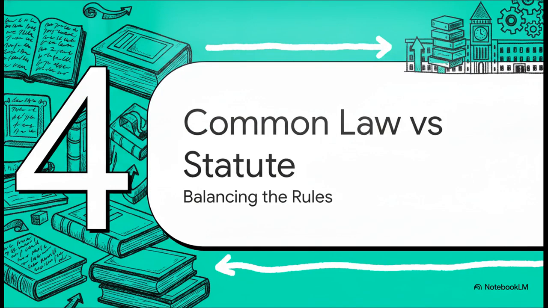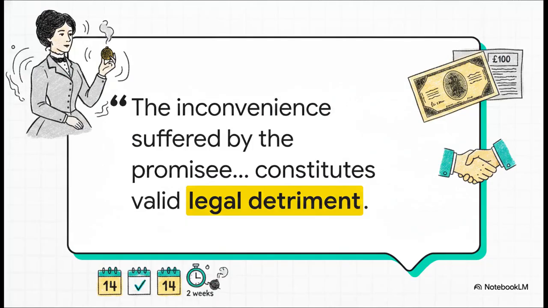Section 4. Common law versus statute. Let's see how this all operates in the real world. A massive part of your degree is going to be exploring the tension between historical, judge-made common law and modern legislative controls. And there's no better example than the wonderfully absurd 1893 case of Carlill v. Carbolic Smoke Ball Company.